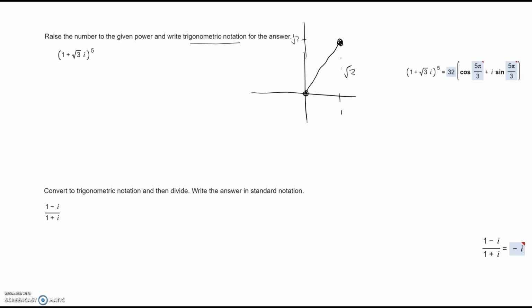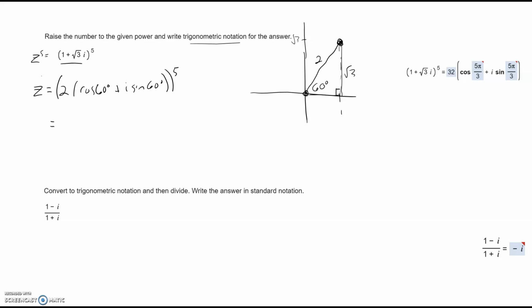Got a right triangle here. That's root 3. This angle we should all know by now is 60 degrees. And this distance should be 2 because we should be familiar with this right triangle. You could do Pythagorean theorem to get that. So this complex number, let's call this z, and we're raising z to the fifth. So z then would be equal to 2 times the cosine of 60 degrees plus i times the sine of 60 degrees. And we're going to raise that all to the fifth power.